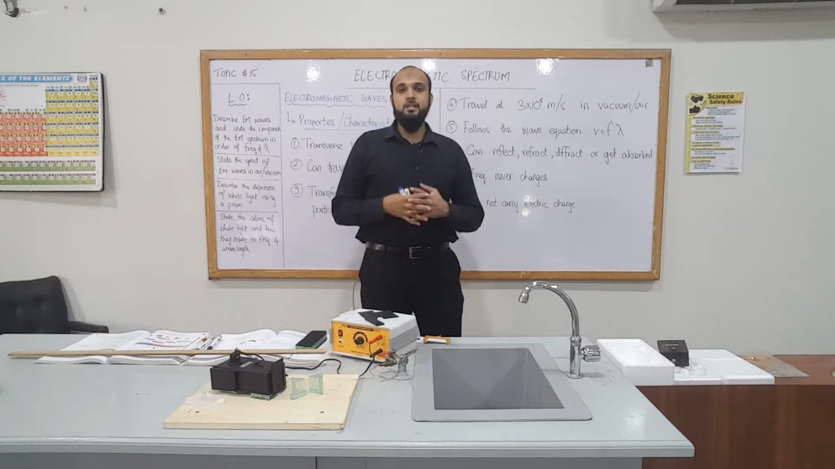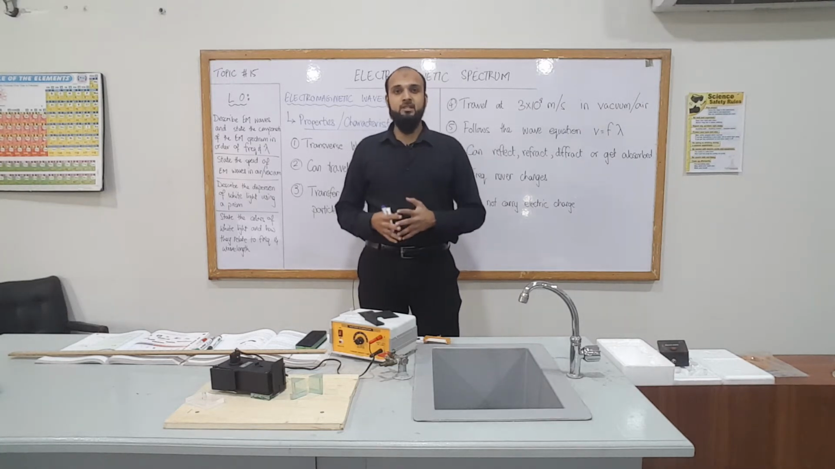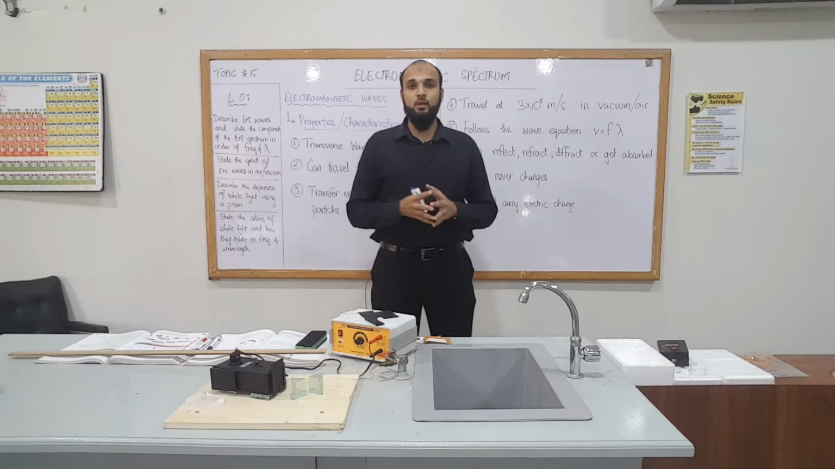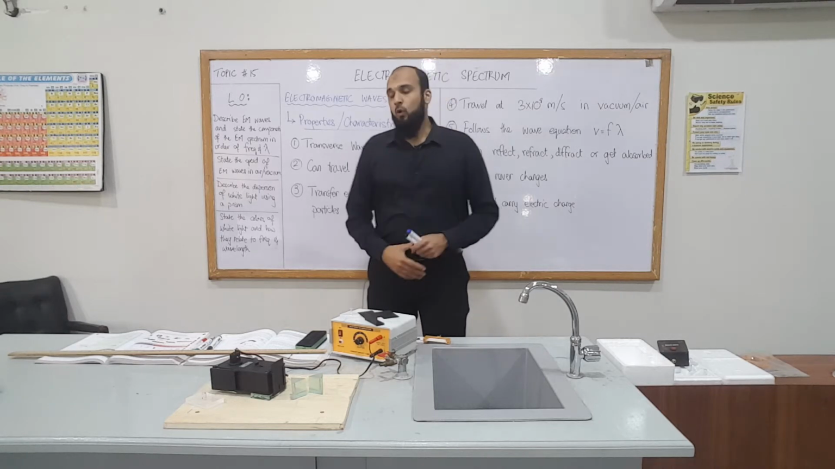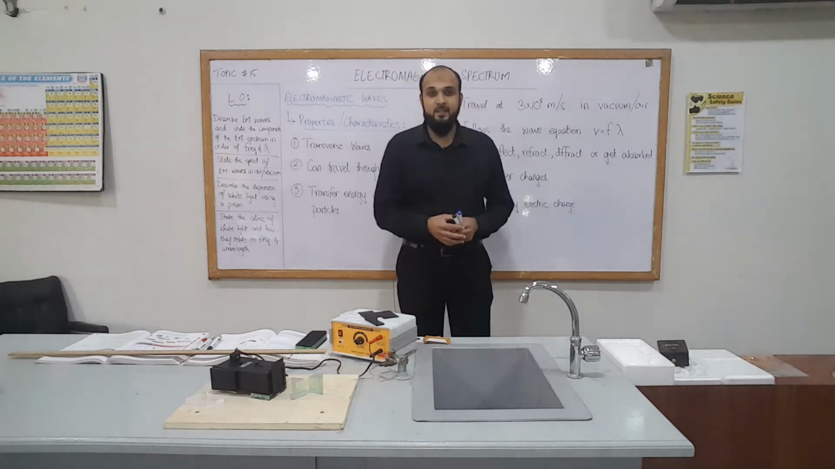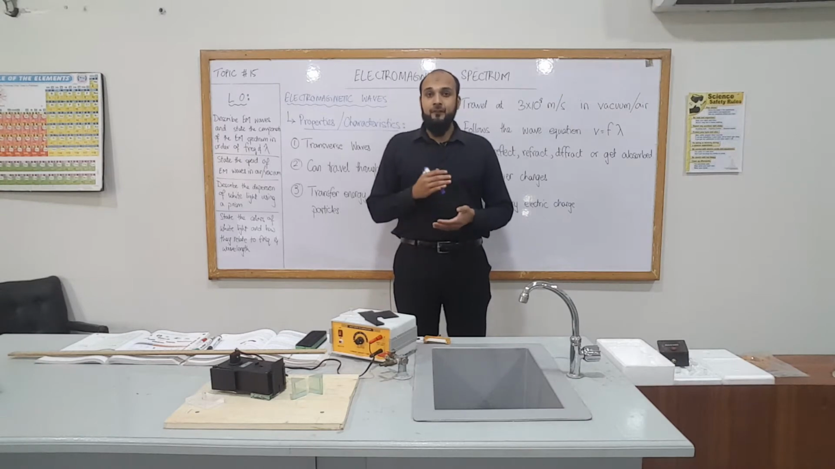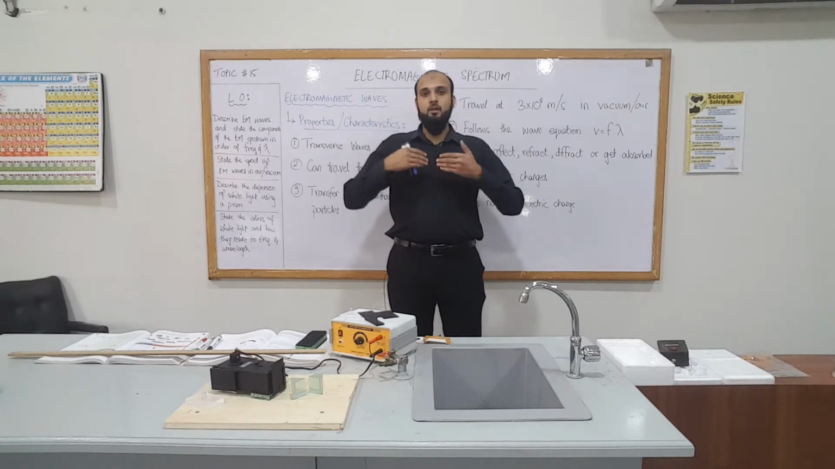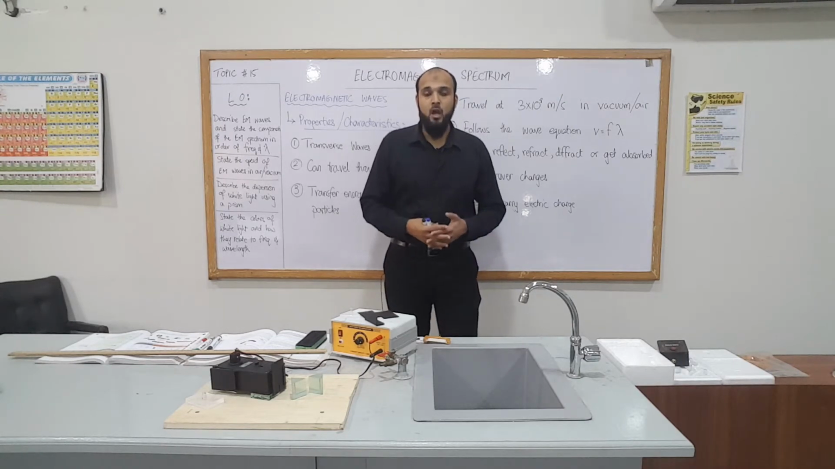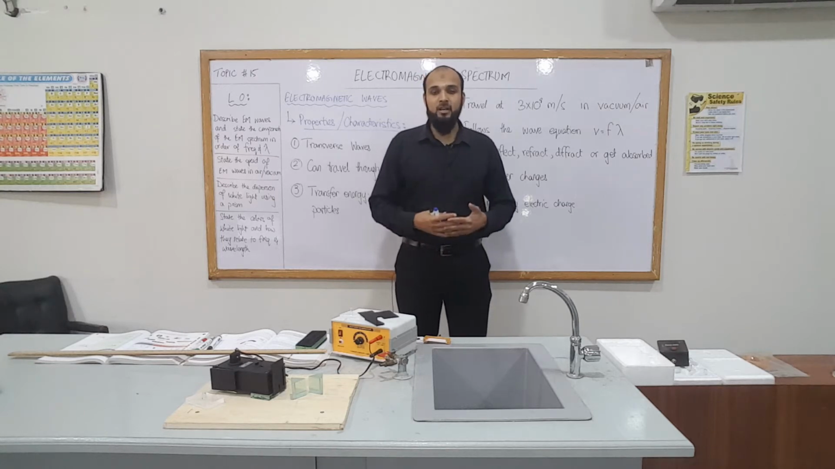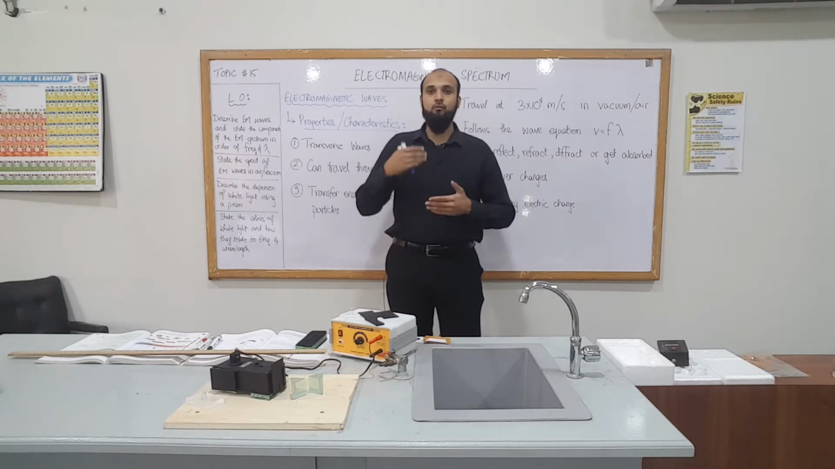In this video, we're going to discuss the properties or characteristics of all electromagnetic waves in general. First of all, electromagnetic waves are transverse in nature. What that means is that the fields that make up those electromagnetic waves oscillate at 90 degrees, meaning perpendicularly, to the direction of wave travel.